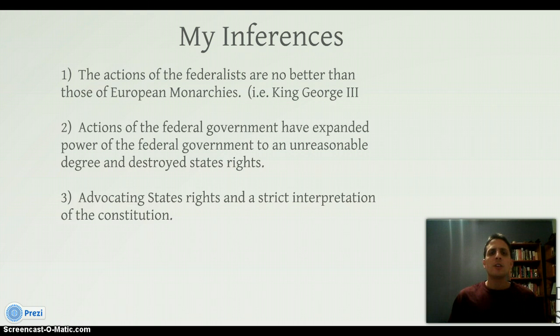Number 2, actions of the federal government have expanded power of the federal government to an unreasonable degree and destroyed states' rights. That's pretty explicit in there, I think, and is a big part of it. And you definitely want to grab that from the document.